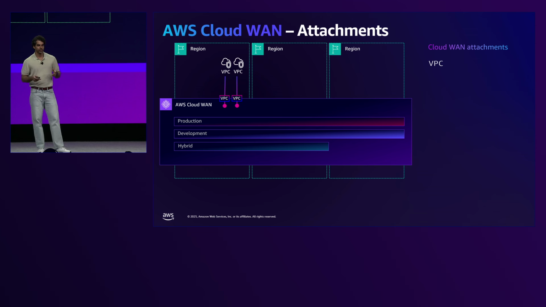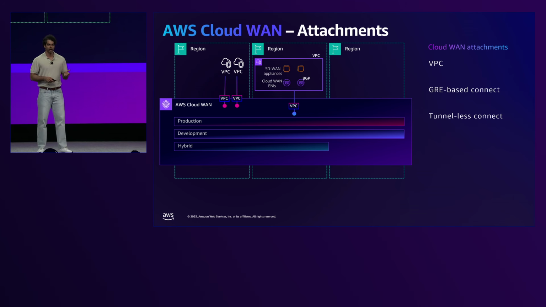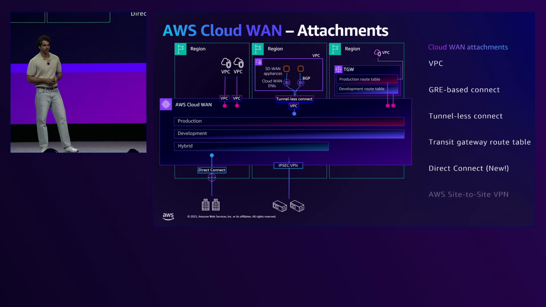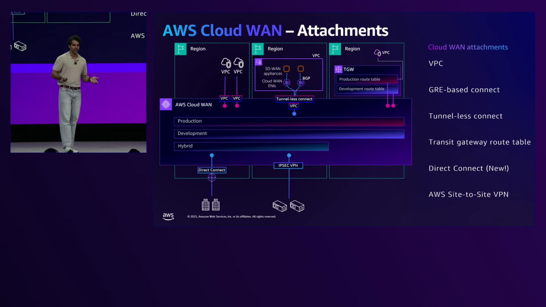So the next step here is to attach our networks to Cloud WAN, and that's done through Cloud WAN attachments. So we have VPC attachments, then we have GRE-based attachments for SD-WAN connectivity, where we also support tunnel-less connect, where you don't really have to create tunnels anymore, so no more GRE tunnels if you want. You can also connect transit gateways to AWS Cloud WAN. You can connect Direct Connect natively now to AWS Cloud WAN as well. We enabled support for this at last re:Invent. And also site-to-site IPsec connectivity directly to Cloud WAN.